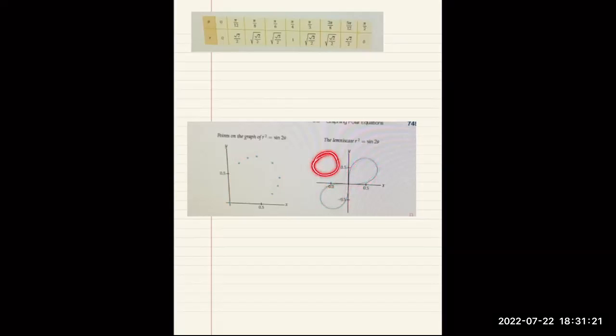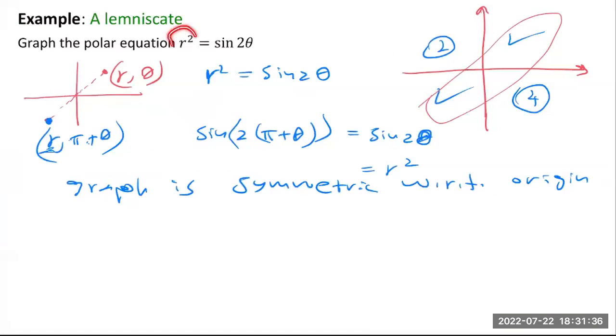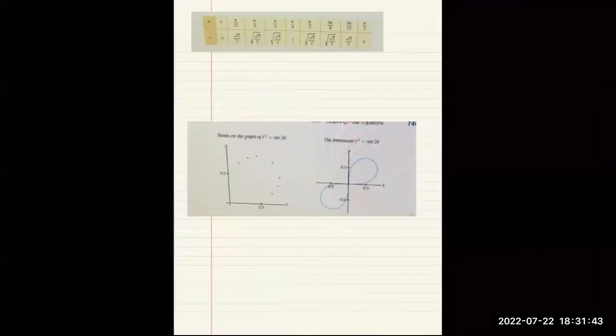Remember, you don't have any piece in these areas, because when theta is in these quadrants, there is no real r value. Pardon me, your r squared should be positive. So r squared is not positive when theta is in the second quadrant and the fourth quadrant. So there is no piece of the graph happening in those two quadrants.